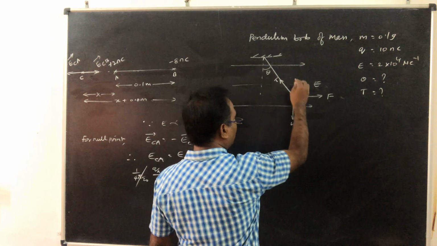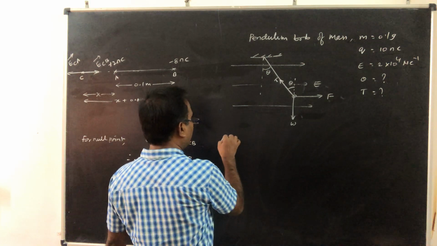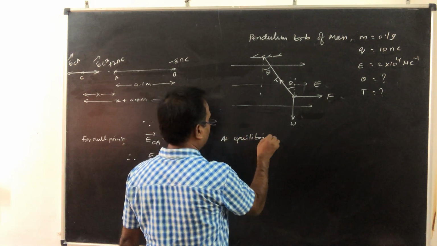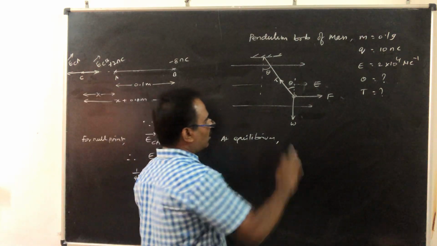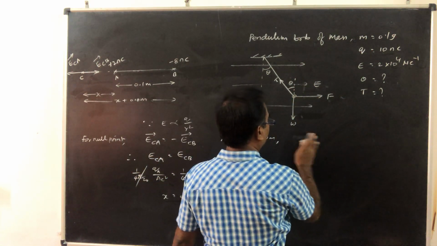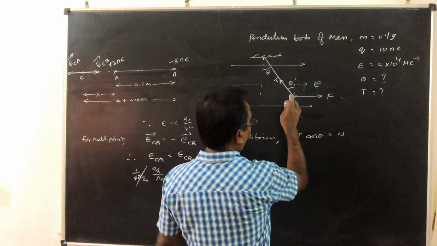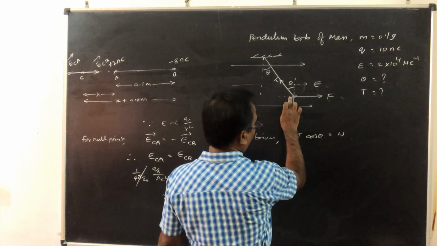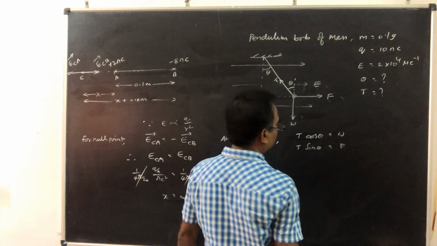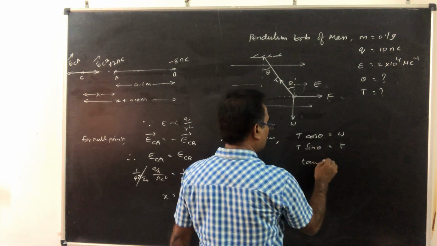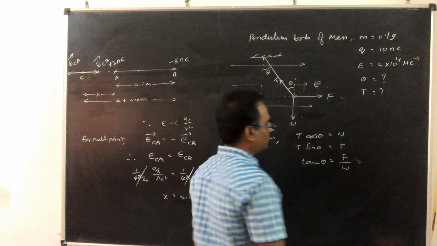So when this angle is theta, obviously this angle also becomes theta. As you have seen in the previous problem, at equilibrium all the forces must be balanced. So the component of T along this side, T cos theta, becomes equal to W. Similarly, the component of T along this side, T sin theta, must be equal to F. If I divide these two equations, it becomes tan theta equal to F divided by W.